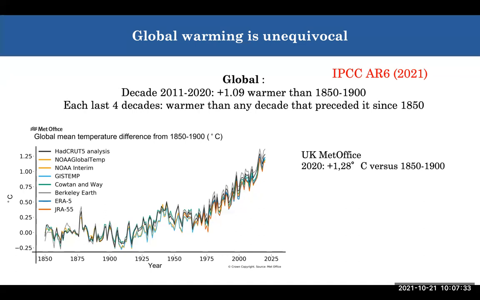And you see that we have a clear increase, not necessarily each year compared to the other, but certainly decade by decade, each of the last 4 decades being warmer than any decade that preceded it since 1850. And in 2020, we reached about 1.28 degrees Celsius versus this same reference. So we have reached a bit more than 1 degree warming compared to what we consider as the reference for the pre-industrial time.